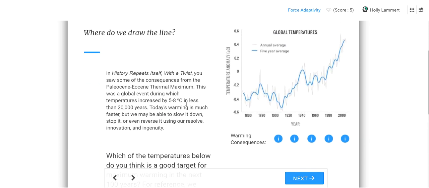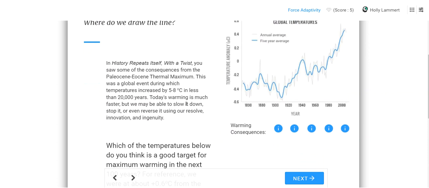Where to draw the line. History repeats itself with a twist. You saw some of the consequences from the PETM. This was a global event during which the temperatures increased by 5 to 8 degrees in less than 20,000 years. Today's warming is much faster, but we may be able to slow it down, stop it, or even reverse it using our resolve, innovation, and ingenuity.